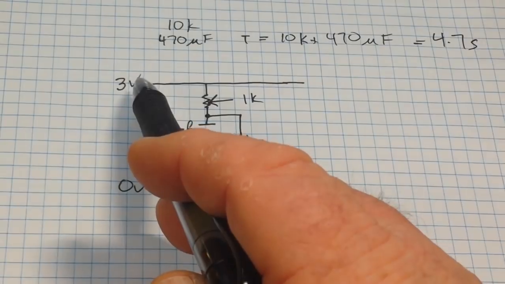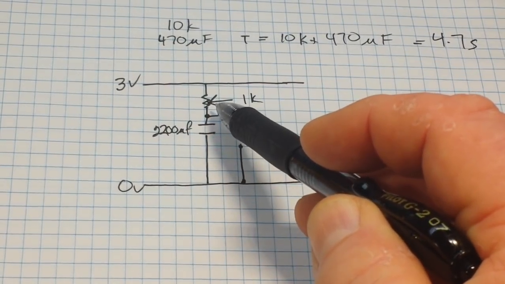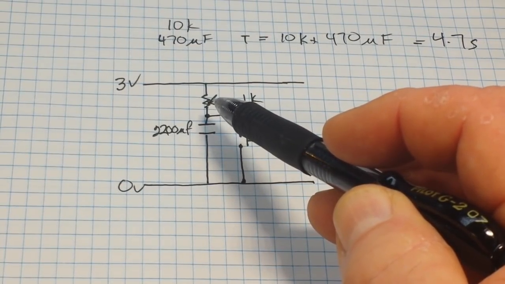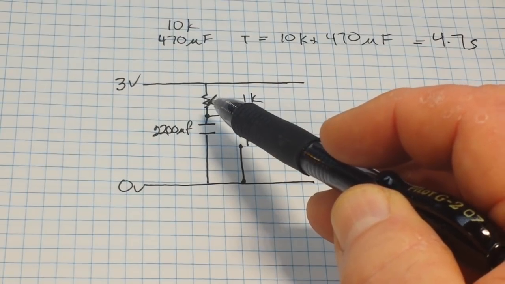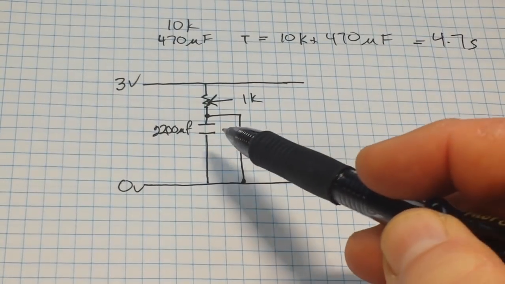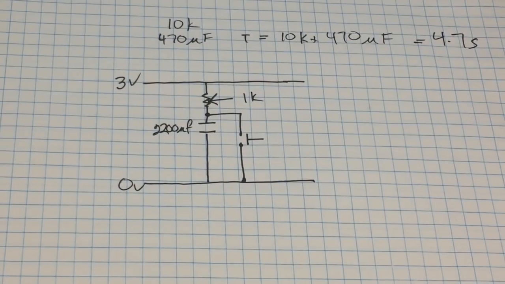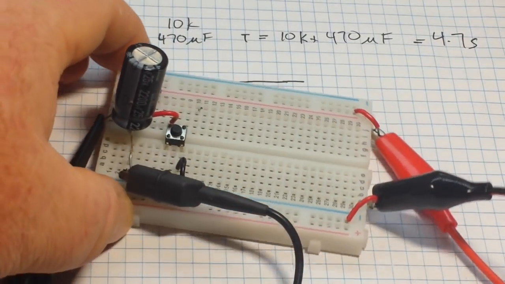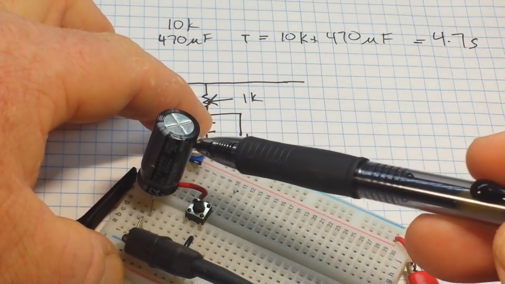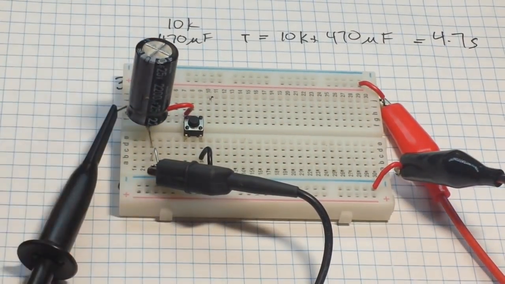Here's our circuit. Our VCC is going to be 3 volts. And then we have a 1K potentiometer coming off of our supply. I'm only using 2 legs, the wiper and an outer leg. So we're using it basically as a variable resistor. It's coming to a 2200 microfarad capacitor, which goes to ground. And then in parallel, I have a push button switch so that we can discharge the capacitor. Here's the circuit, just like we talked about. There's our variable resistor, our capacitor running to ground, and our push button switch in parallel.